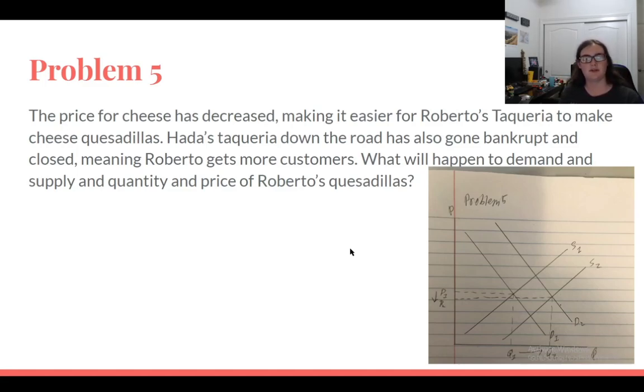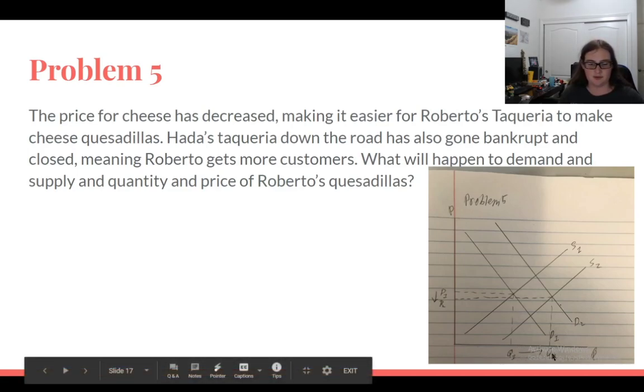Because the price of cheese is decreasing, he can buy more cheese. So his supply will increase for the quesadillas. Because Ada's Taqueria closed down, he will also get more demand because more people will go to his taqueria. And because of that, quantity will increase by a lot, but price will lower by a bit.